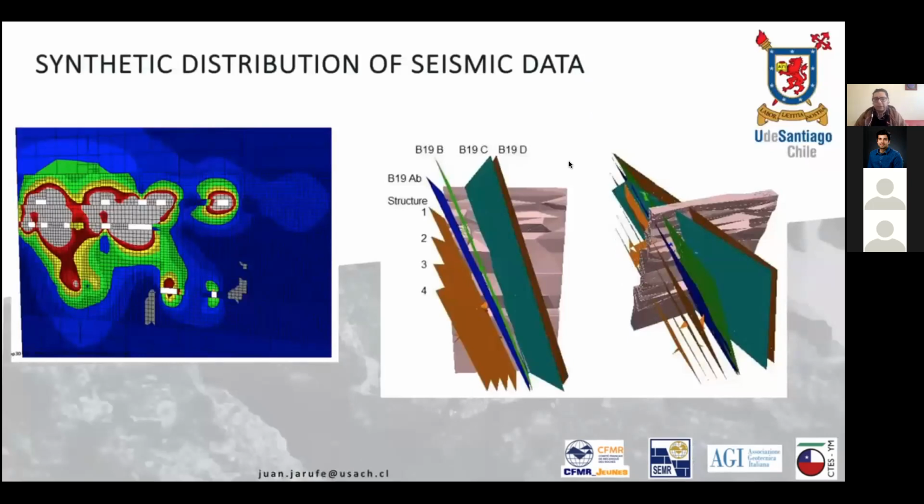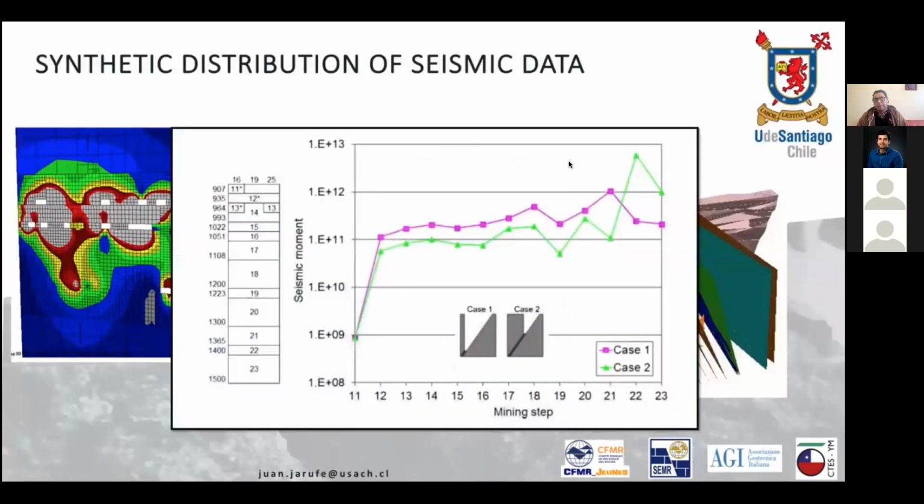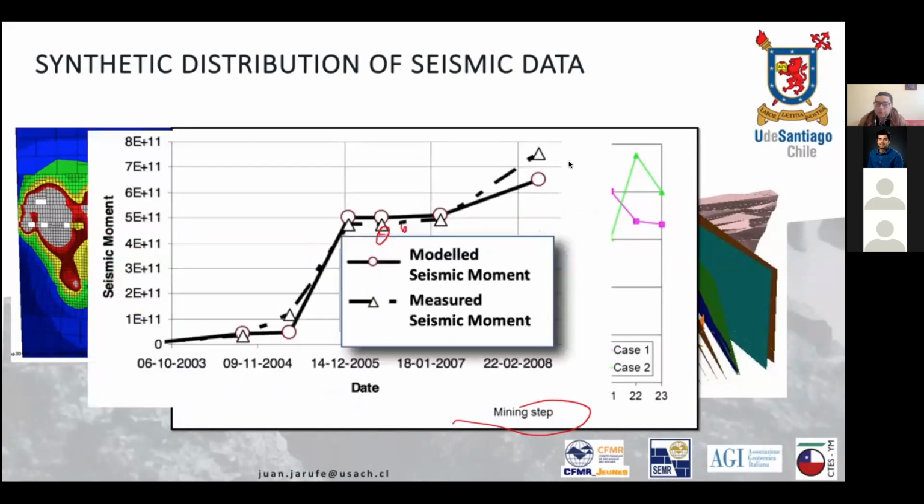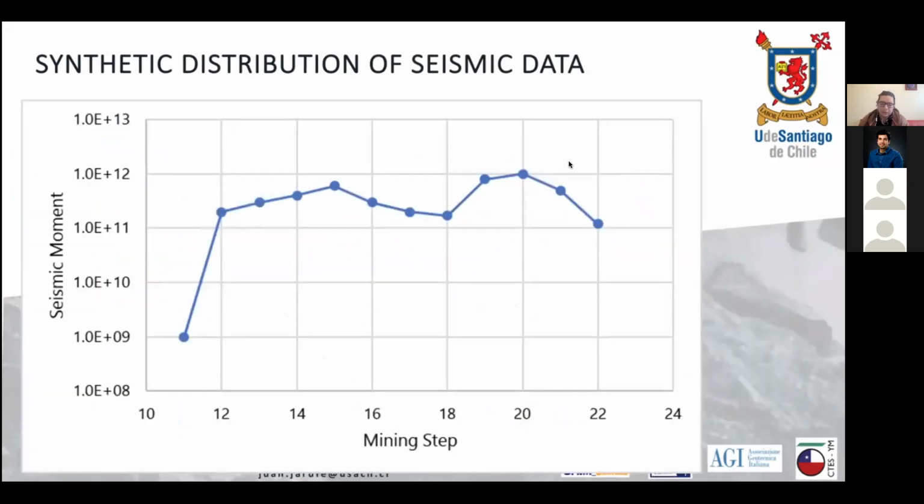So, as I mentioned, many of the results from numerical models show that you have a variability in time, different values of seismic moment as it changes over time. These were the results from Johnny Schober, from Potvin, and they have results like that. So you have a mining step and you have seismic moment, or another parameter that can be related to seismic deformation. And each of these values corresponds to all the seismic deformation that occurs during that step.